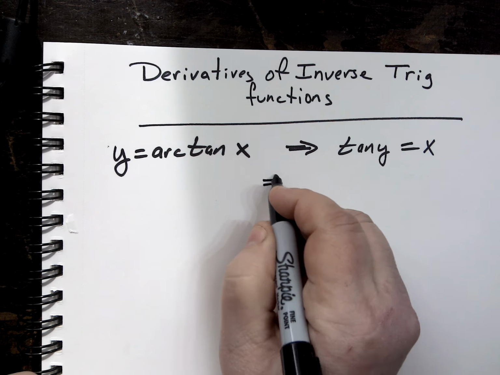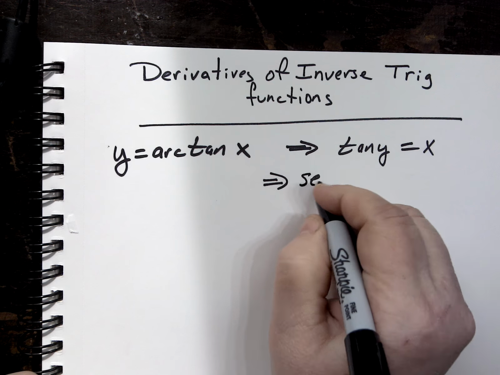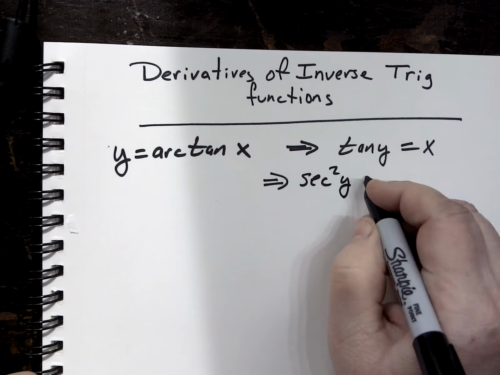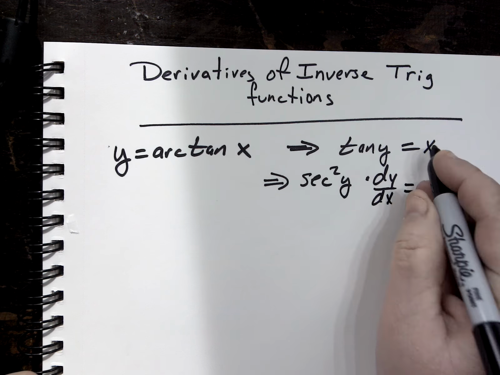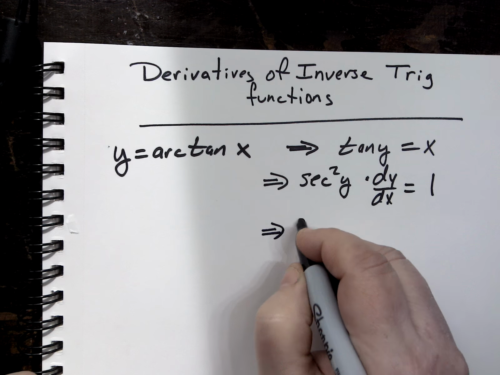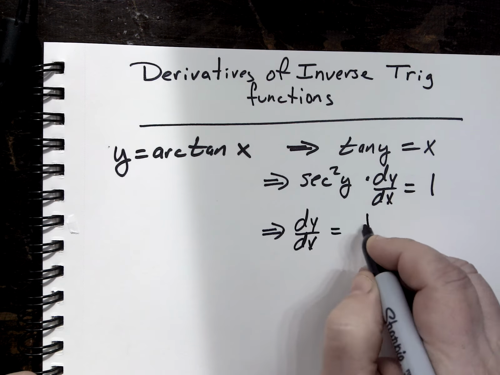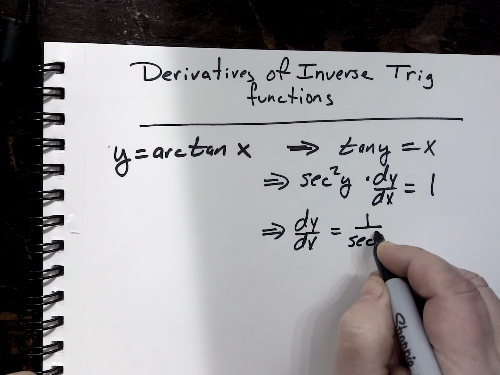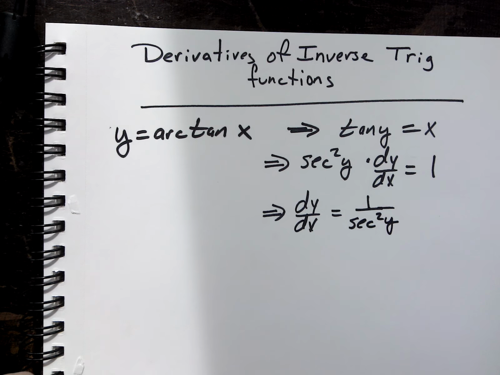I know everybody's derivative. The derivative of tan of something is secant squared of that thing times its derivative. The derivative of x is 1. So, solving for dy/dx, I get 1 over secant squared of y. But I can't leave it in terms of y. I have to write it in terms of x because those are the rules.